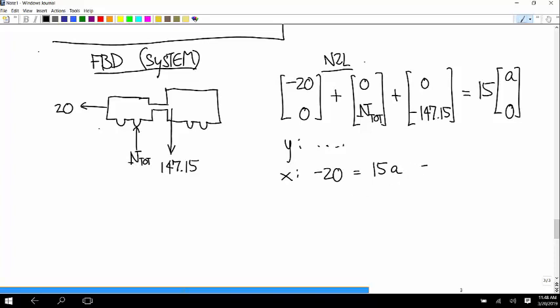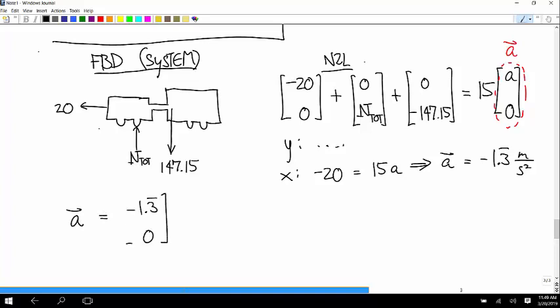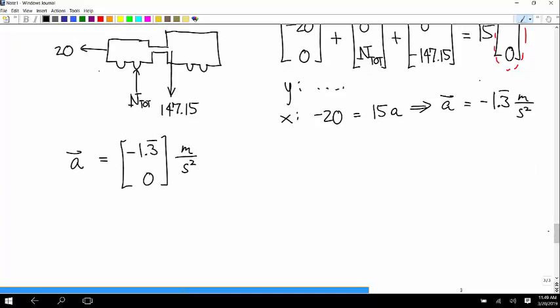So a is equal to negative 1.3 repeating meters per second squared. This is the acceleration vector. Once we fill in that variable a, so the total acceleration is negative 1.3 repeating, 0. So now we're about done, but let me at least draw this free body diagram.